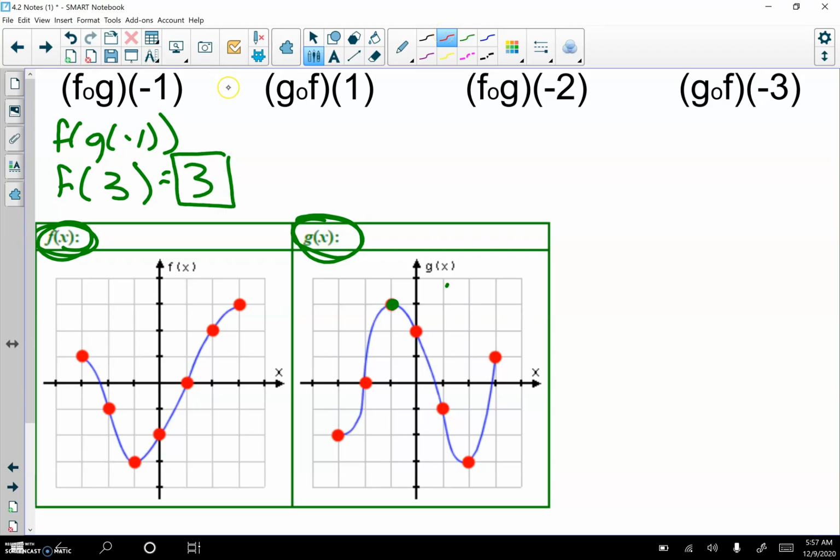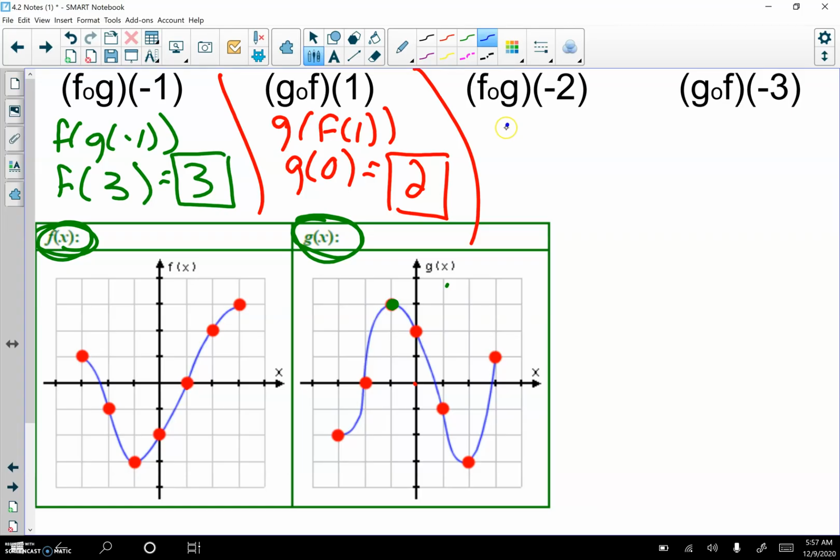Let's go ahead and do the second one here. G of f of 1. So I'm going to go to my f of x. I'm going to plug in 1 for x. And when x is 1, the y is 0. So f of 1 is 0. And then I'm finding g of 0. So I go to my g of x. I plug in a 0 for x. And my y is at 2.